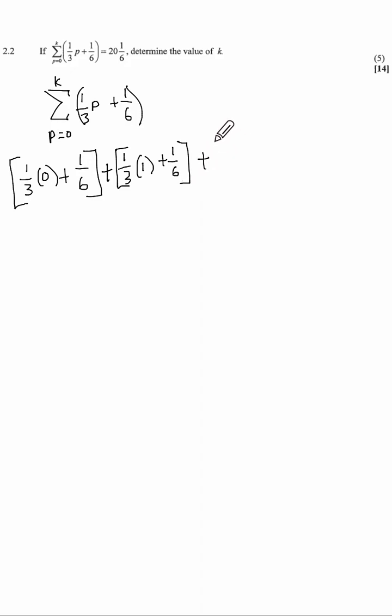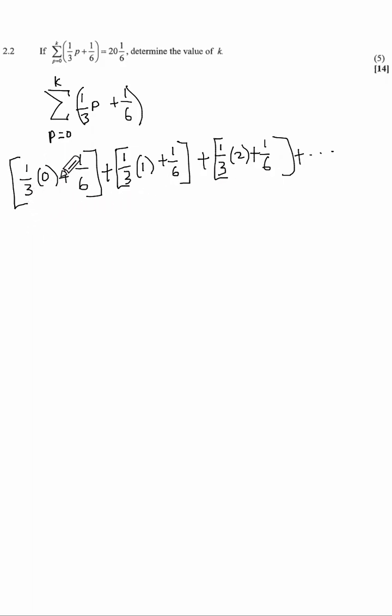Plus, I will do the last one, which would be the third one. We have done p equal to 0. We have done p equal to 1. Now we do p equal to 2. So I substitute 2 here. So it's 1 over 3 by 2 plus 1 over 6, plus on and on, right? We just want these 3. So what these 3 will tell us is what type of series it is. So that's why we expand like this, so that we can tell what type of series this is.